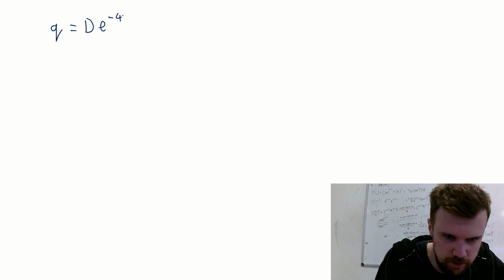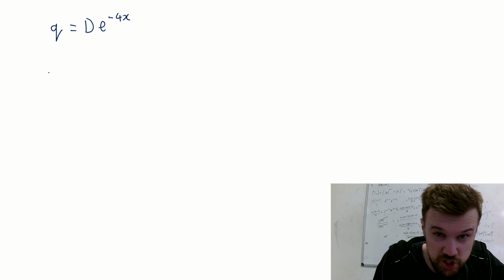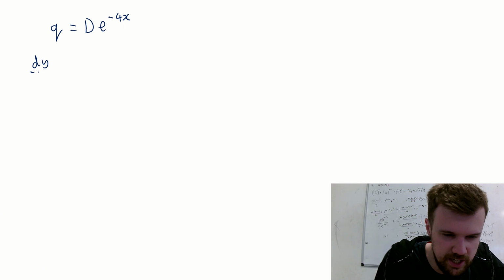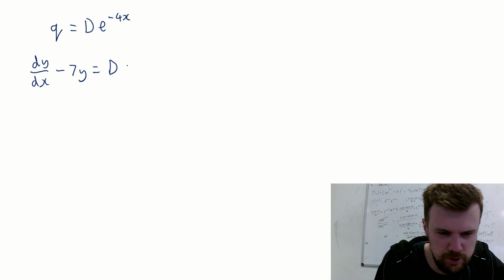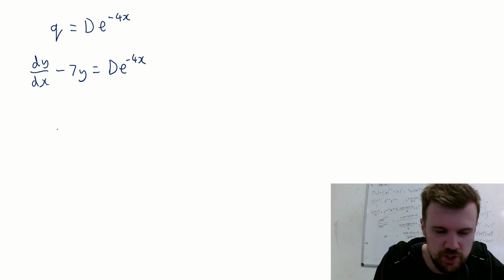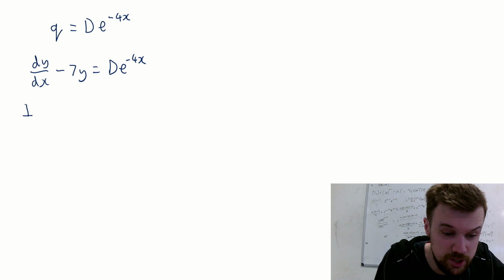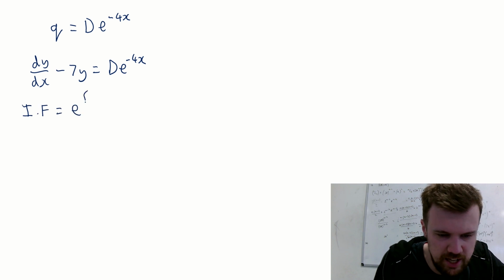There you go. Nice. But Q was secretly dy over dx minus 7y. So therefore, that's a new differential equation to solve. And this would be a first order exact differential equation, so we need an integrating factor. We don't have a choice this time. So it's e to the power of the integral of minus 7 with respect to x, which of course is just e to the minus 7x.